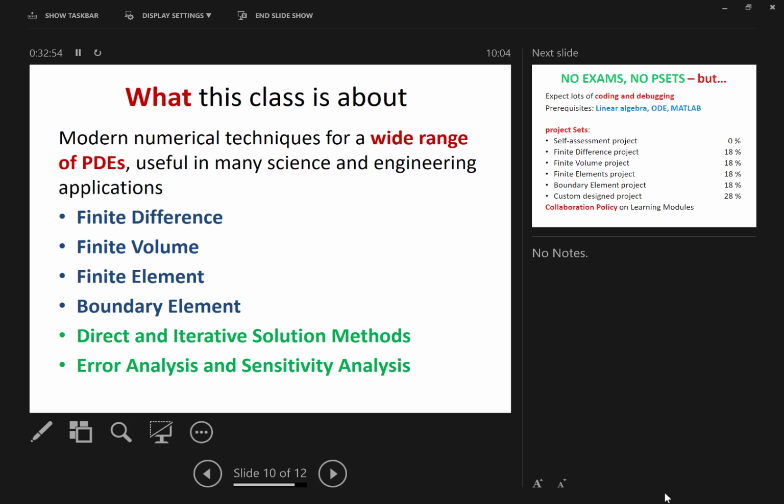And error analysis basically figures out, now that I have made that approximation, how much error is there in the end result. So how much error is there between my numerical solution and that hypothetical analytical solution that I have no way to find out. So that's error analysis. Sensitivity analysis is related in its method, but very different in its application.